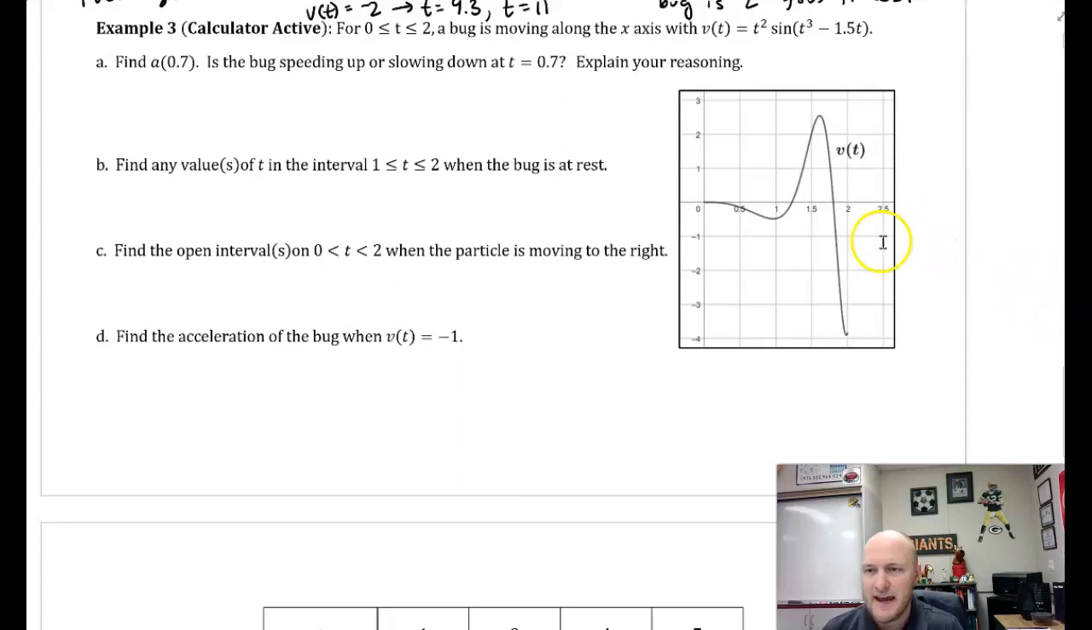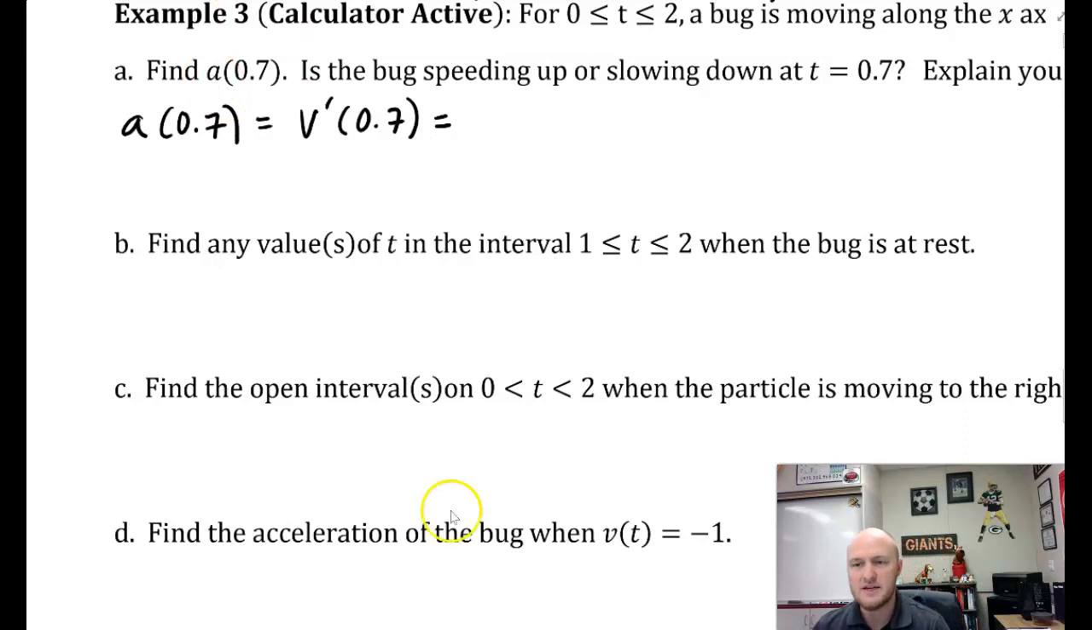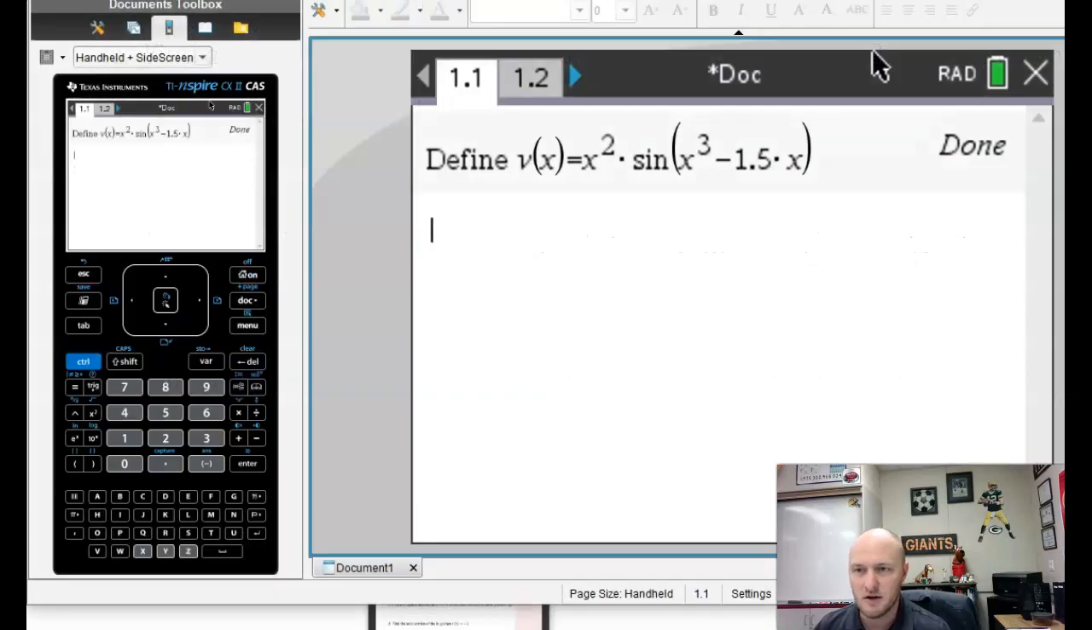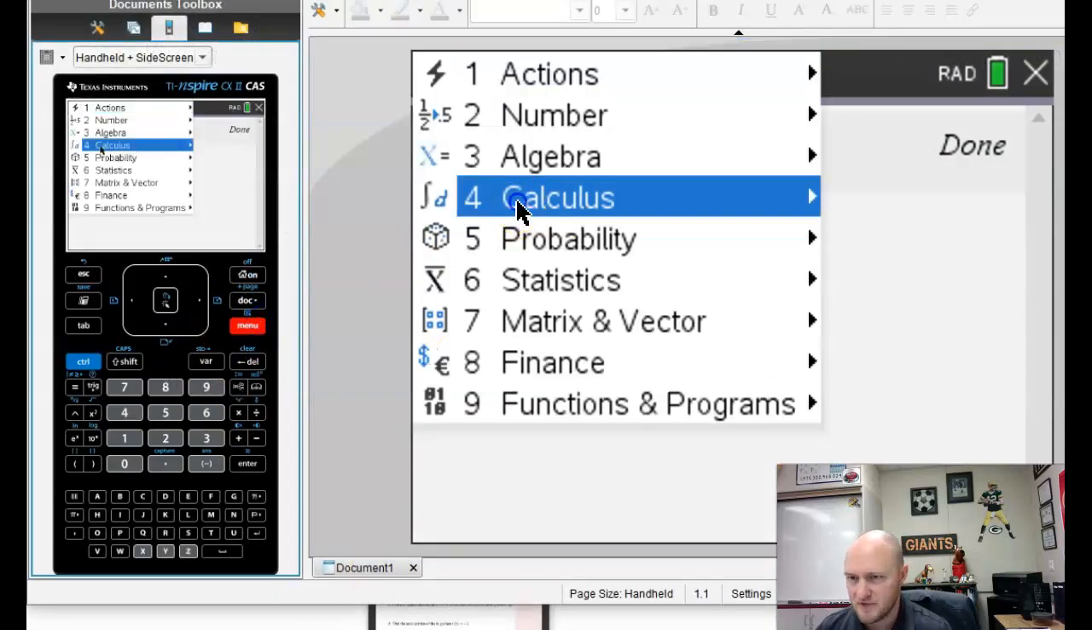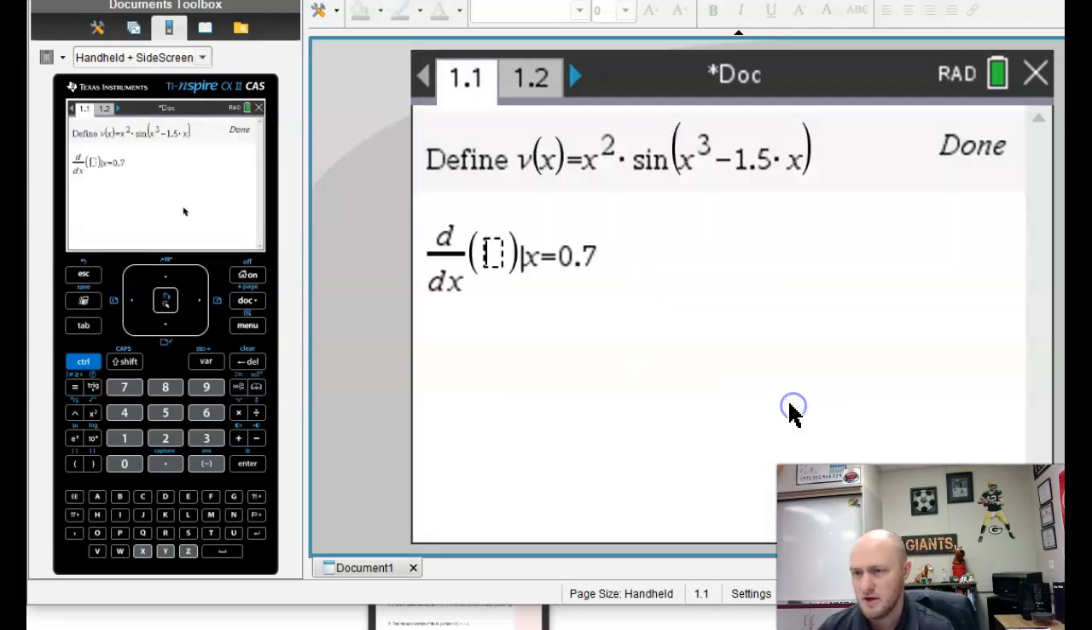It says find a of 0.7, and is the bug speeding up or slowing down at t equals 0.7. So we're going to take this first part, a of 0.7. Well, a of 0.7 is the same thing as v prime of 0.7. So we're going to calculate that in our calculator: menu, calculus, derivative at a point. The value is 0.7, and then the function, I've already defined this as v of x.